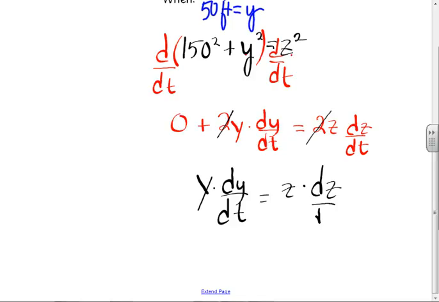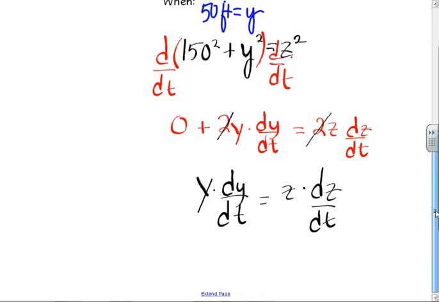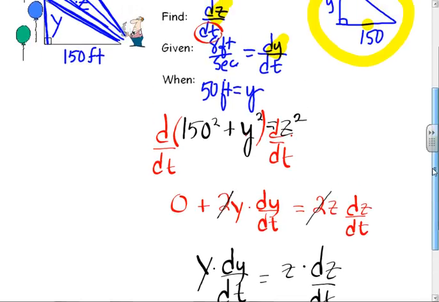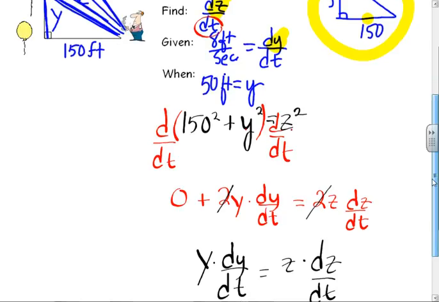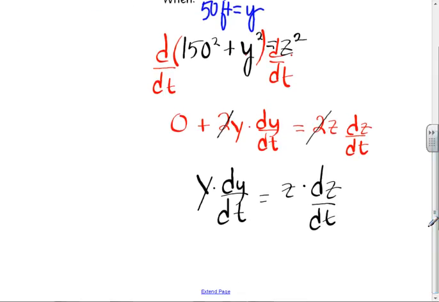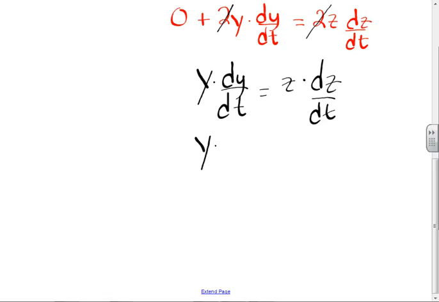And I like to put in what I know. Now is when you put in the constants. What is it I know? I know dy/dt is 8. So y times 8 feet per second. I'm only going to do the units on this one. It gets too complicated. It's z times dz/dt. And I want to find dz/dt.